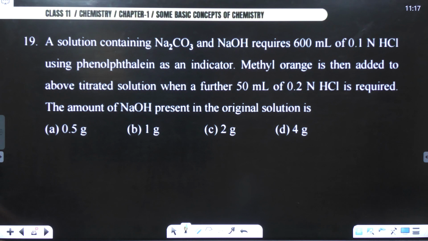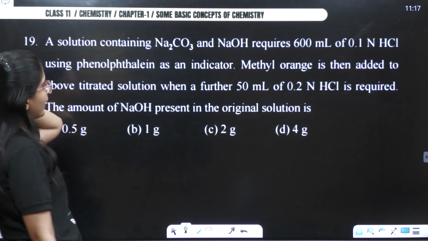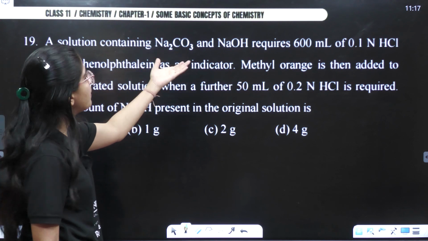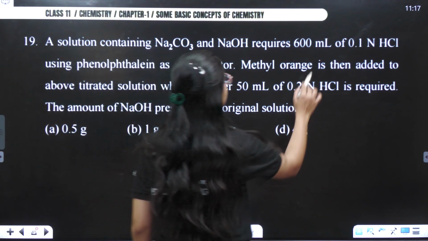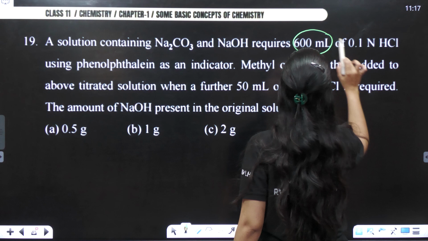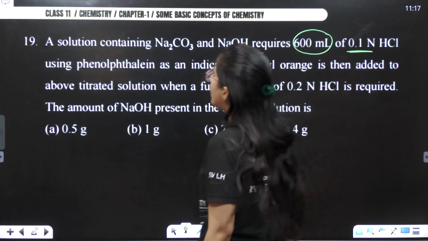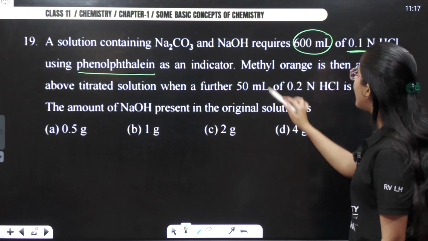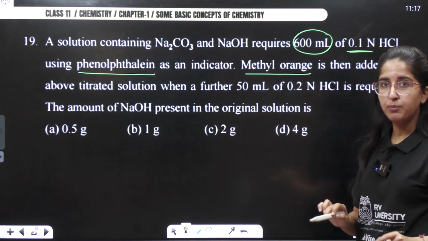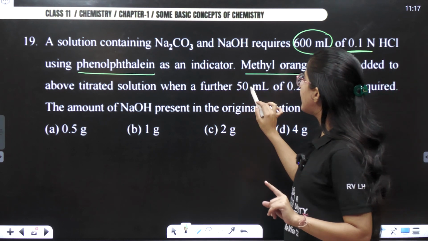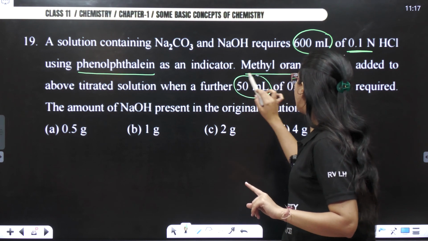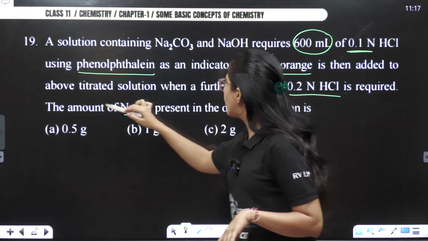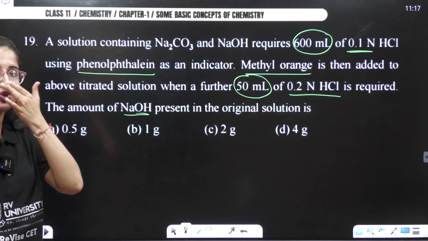Next question. A solution containing Na2CO3 sodium carbonate and NaOH sodium hydroxide requires 60 ml of 0.1 normal HCl using phenolphthalein as an indicator. Methyl orange is then added to the above titrated solution, when a further 50 ml of 0.2 normal HCl is required. The amount of NaOH present in the original solution is.